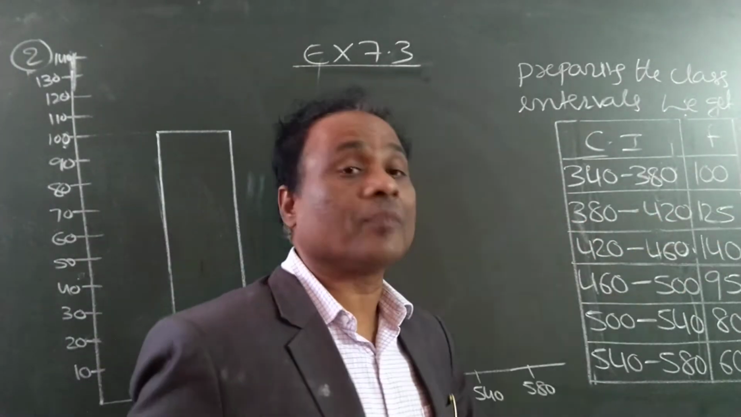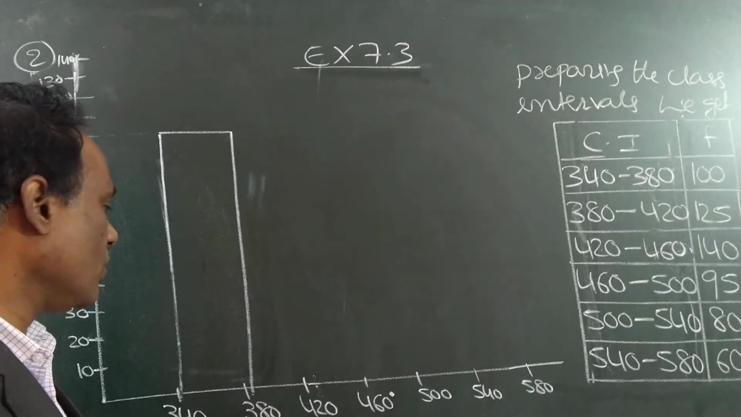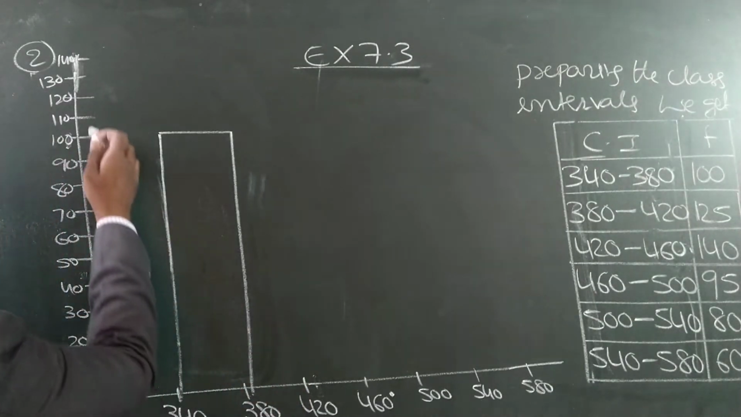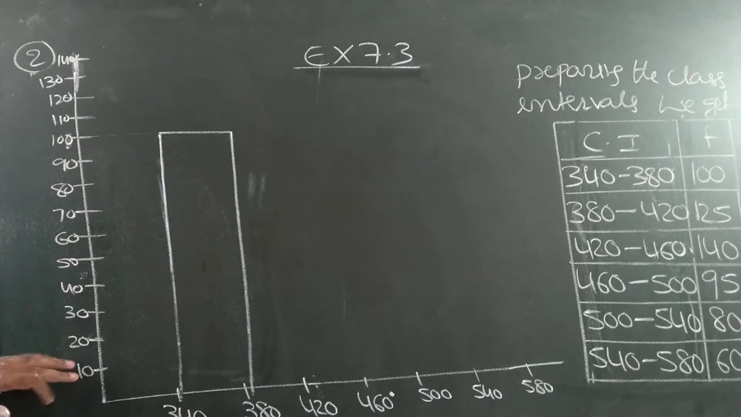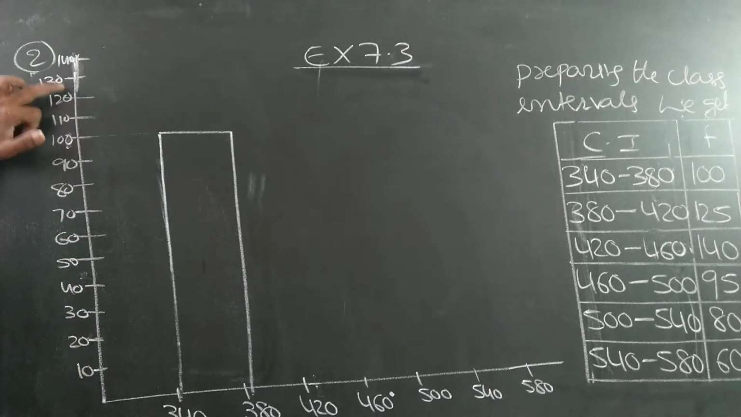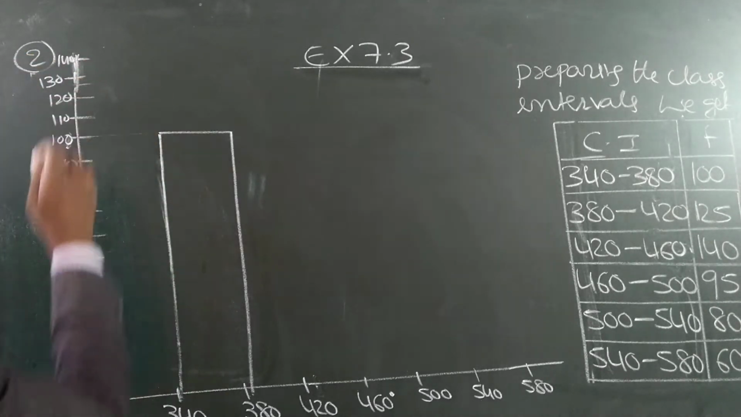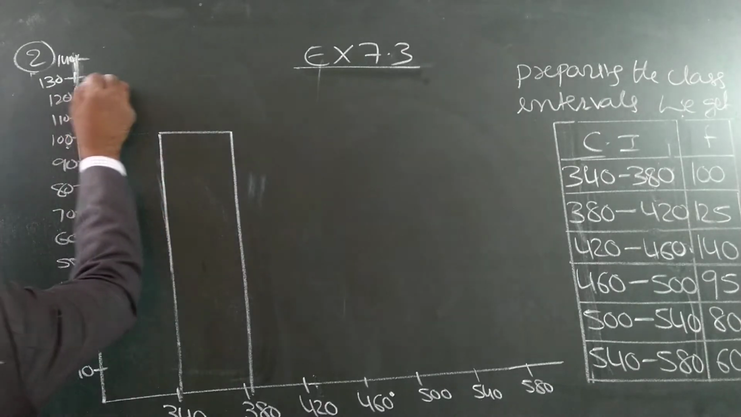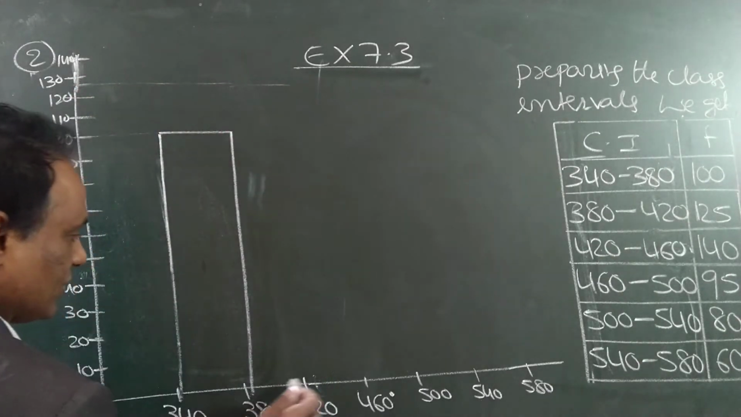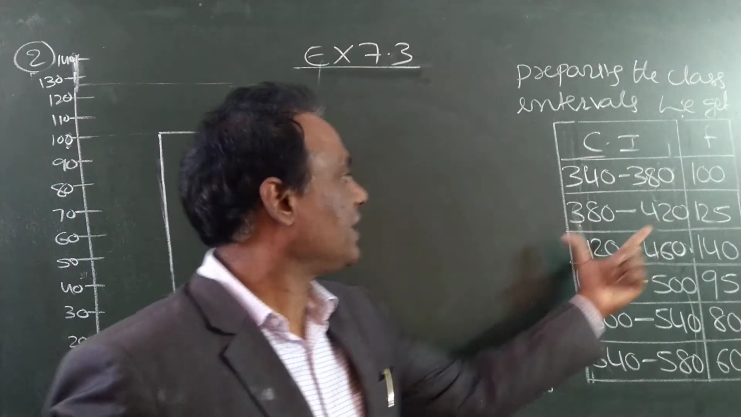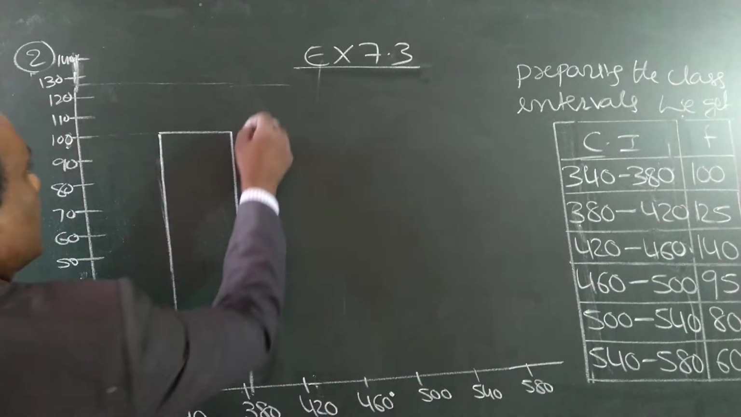380 to 420 up to 125. See here, 100, 120. I think these may not be visible to you. So 125 means between 120 and 130. If you use the graph paper, we will get exact. So 120 to 130, 125 will be here. 125 between 120 and 130. 125 here. So 380 to 420.